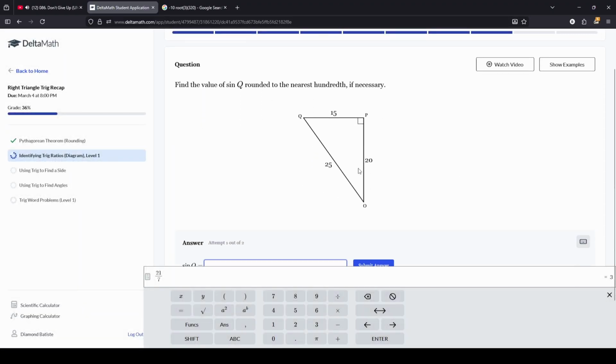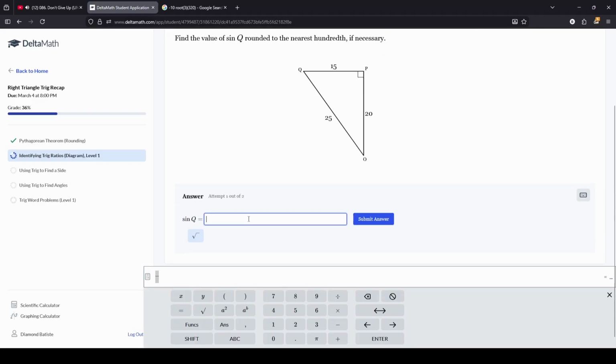Sin Q. Okay, Sin and Q. Q is bottom right. So it'd be left and right. Okay. 20 and 25. 20 is on the left. So it's the S, and the S goes on top. Yeah, 20 goes on top. And then that would mean that 25 goes on the bottom because it's the hypotenuse one.